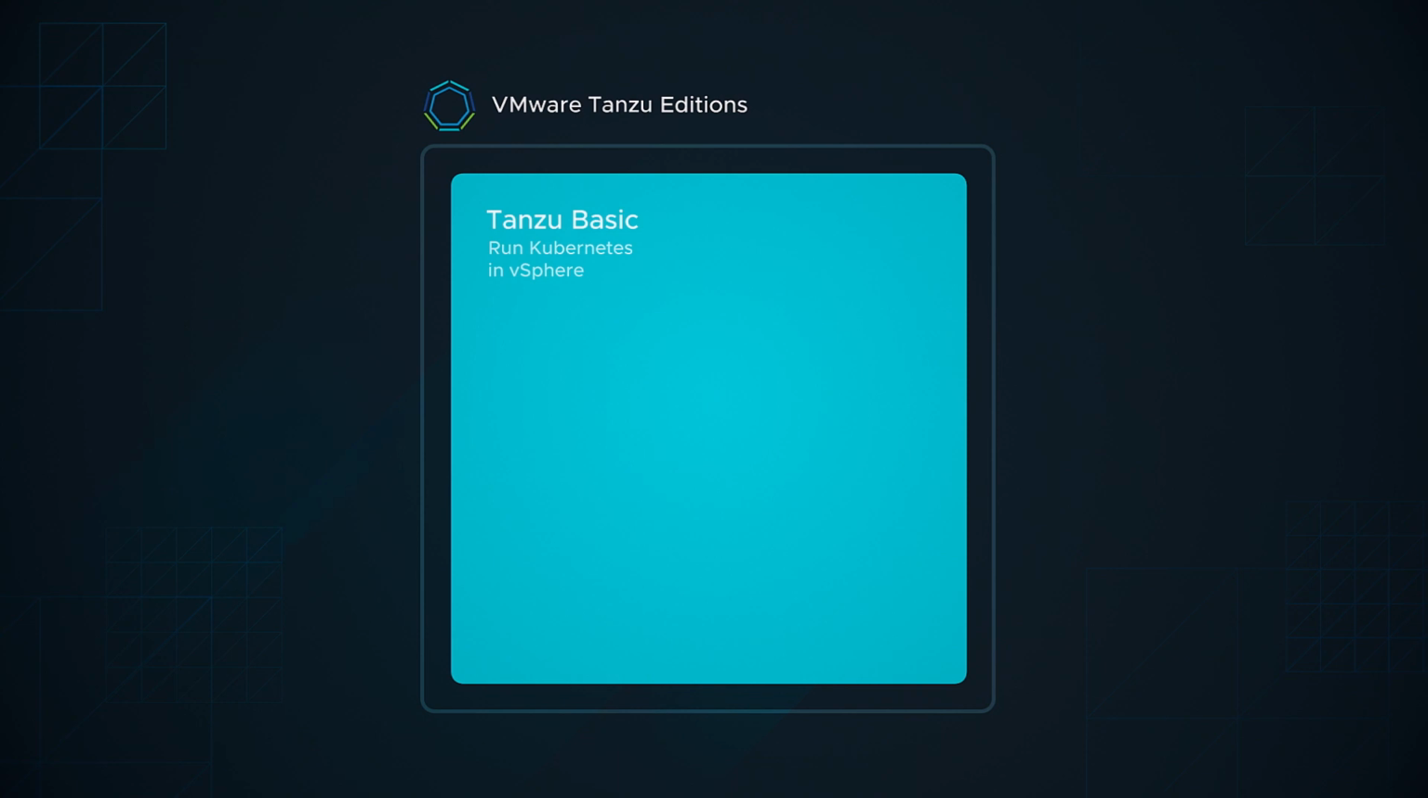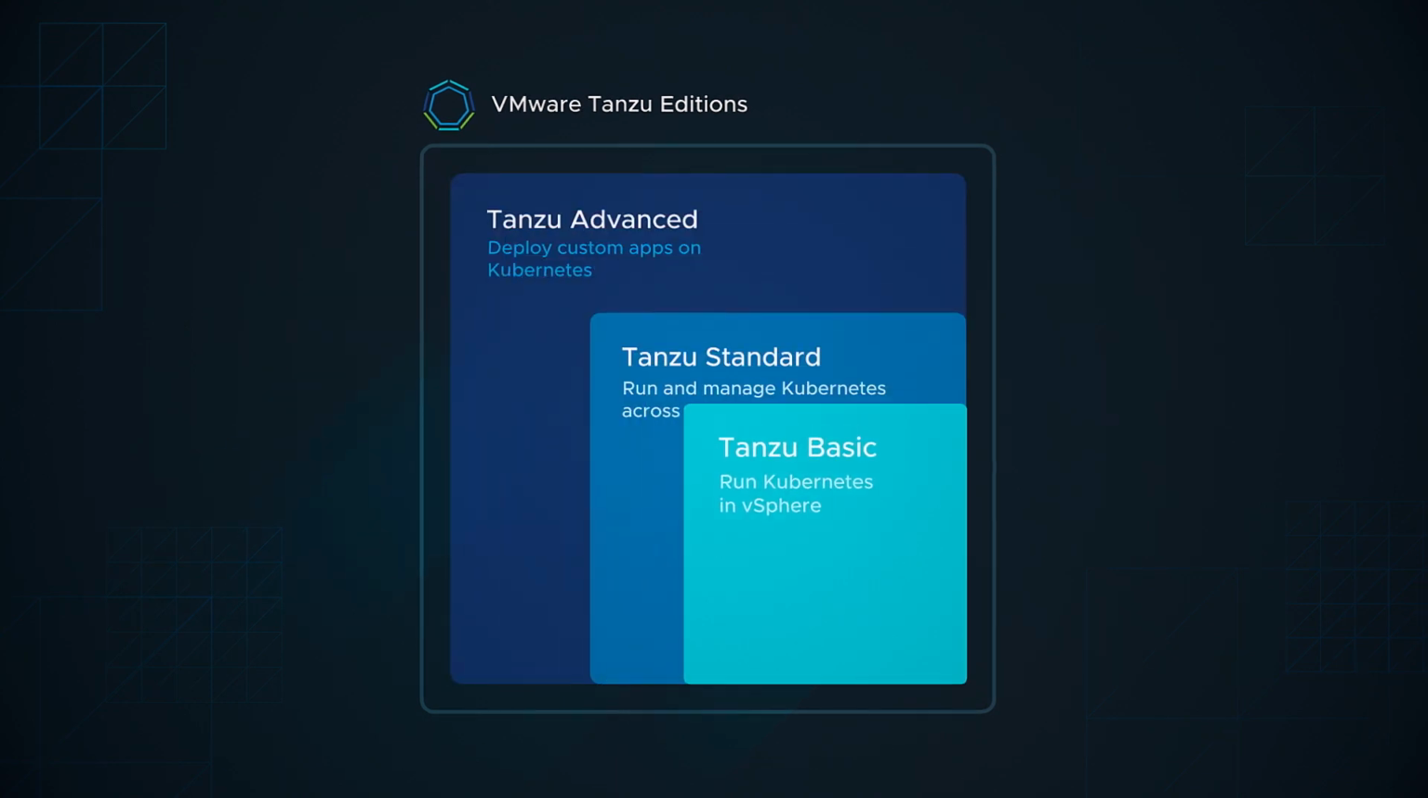But Kubernetes comes with a unique set of challenges. One peek at the cloud-native landscape, and it's easy to get overwhelmed. This is where VMware Tanzu Basic comes in. It simplifies the operation of Kubernetes by putting cloud-native constructs at your fingertips as part of vSphere.